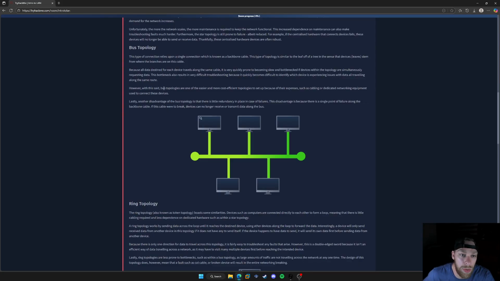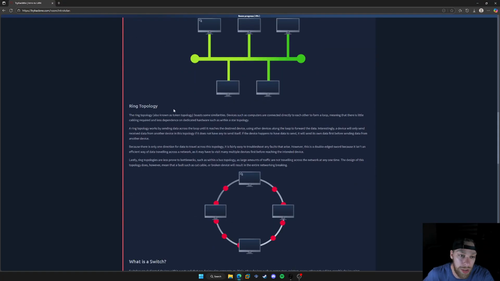So with this said, bus topologies are one of the easier and more cost-efficient topologies. So they are going to be on the cheaper end. And then another disadvantage is that there's little redundancy in place in case of failures. So that obviously is not good.